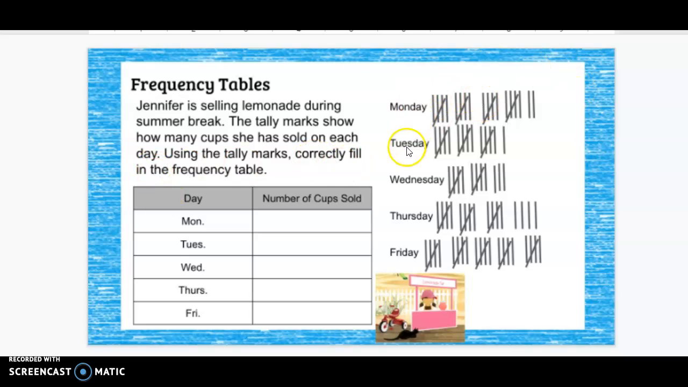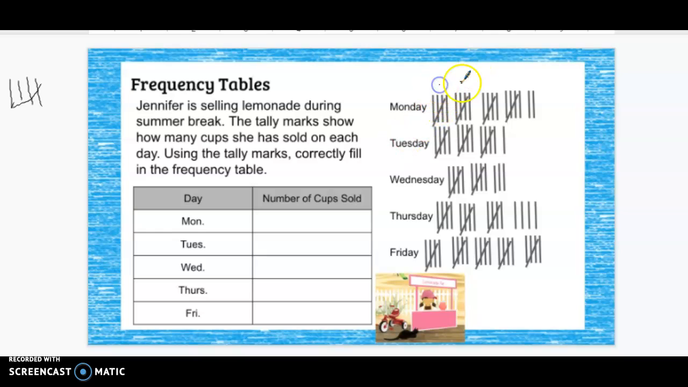Well, we have Monday, Tuesday, Wednesday, Thursday, Friday. And your tally marks, when you have your little bundle, it's 5. It's going to be a total of 5. So you go down 1, 2, 3, 4, and then across. So your tally mark would look like 1, 2, 3, 4, and then you would go across it like that, and that would be your 5th one, okay?